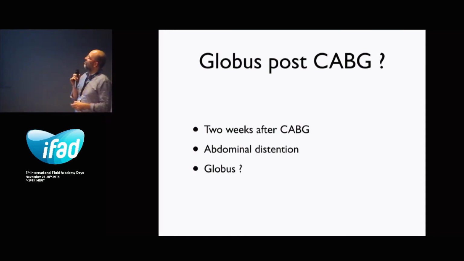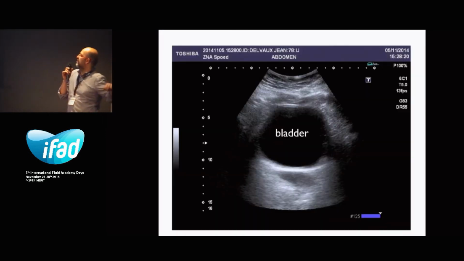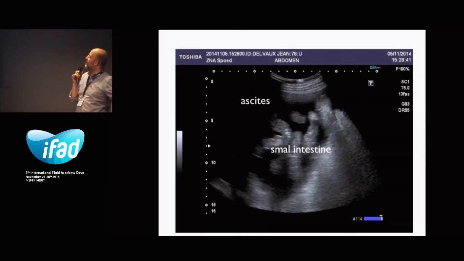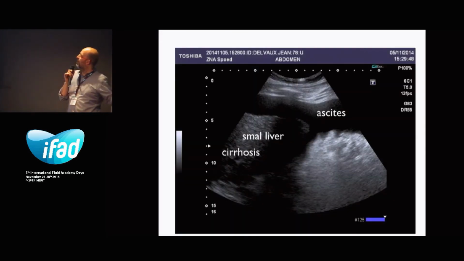Another patient came in with globus two weeks after CABG, but also had severe abdominal distension. Is there a globus? Yes, there is a globus, a big bladder, but there's also a lot of ascites. Had a non-diagnosed cirrhotic liver. Of course, it was present before CABG, but he missed it.